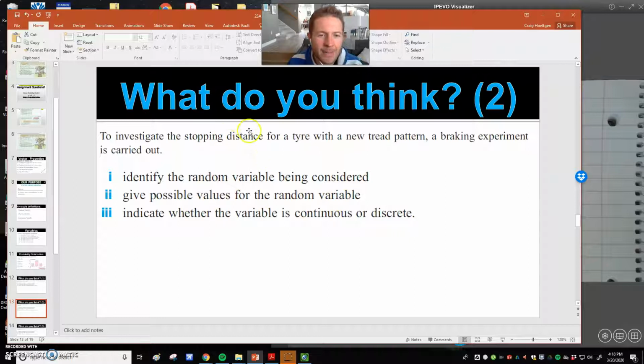Again, we're not going to have a negative stopping distance. We're probably not going to have a million, well, I guess depending on our units. But this can be any real number. It could be 0.5, it could be 3.6789. It could be any real number greater than 0, probably less than infinity. Indicate whether this variable is continuous or discrete. That's definitely continuous. It's a measurement here.